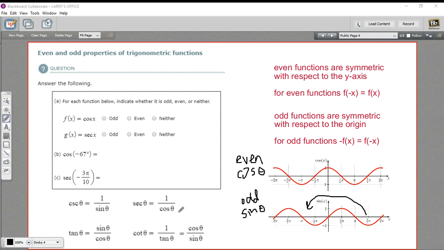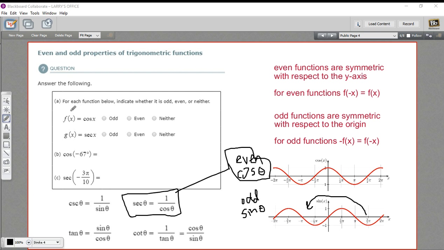The other thing to know, and you can see this in its graph too, but I don't have the graph here of the secant, is that the secant, which is 1 over the cosine, that is also even. The rest of these are odd. So if you see secant or cosine, you know it's an even function. If you see some other trig function, it's going to be odd.